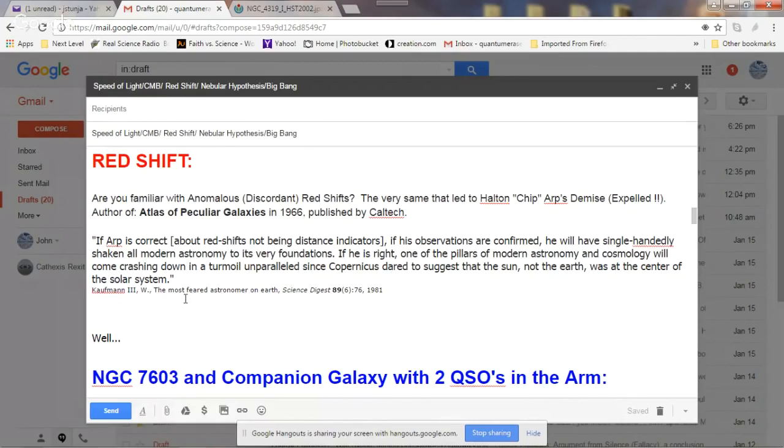And the reason why is, if Arp is correct about redshifts not being distance indicators, if his observations are confirmed, he will have single-handedly shaken all modern astronomy to its very foundations. If he is right, one of the pillars of modern astronomy and cosmology will come crashing down in a turmoil unparalleled since Copernicus dared to suggest that the sun, not the Earth, was at the center of the solar system. So that's the reason why. I mean, it takes one of their major assumptions and just clobbers it.